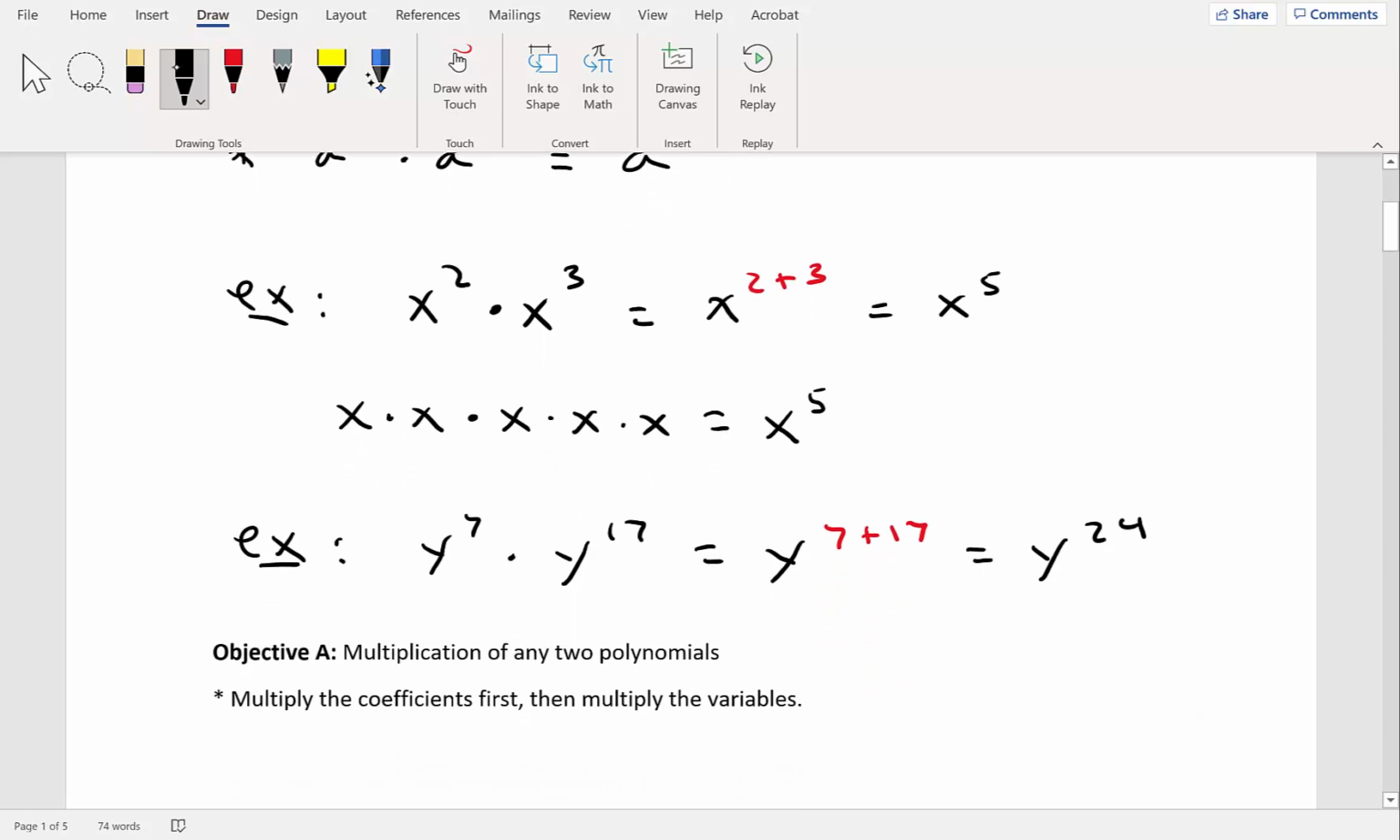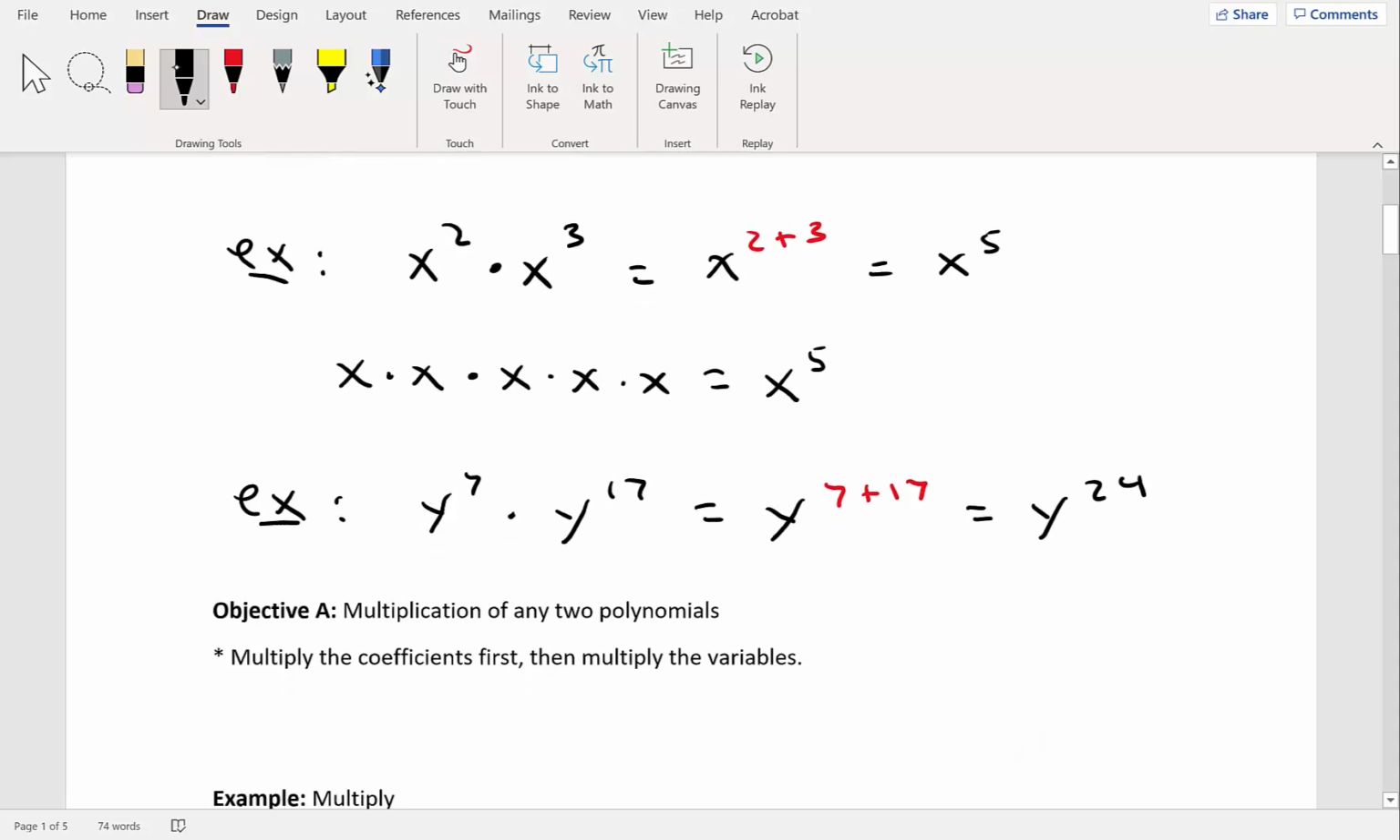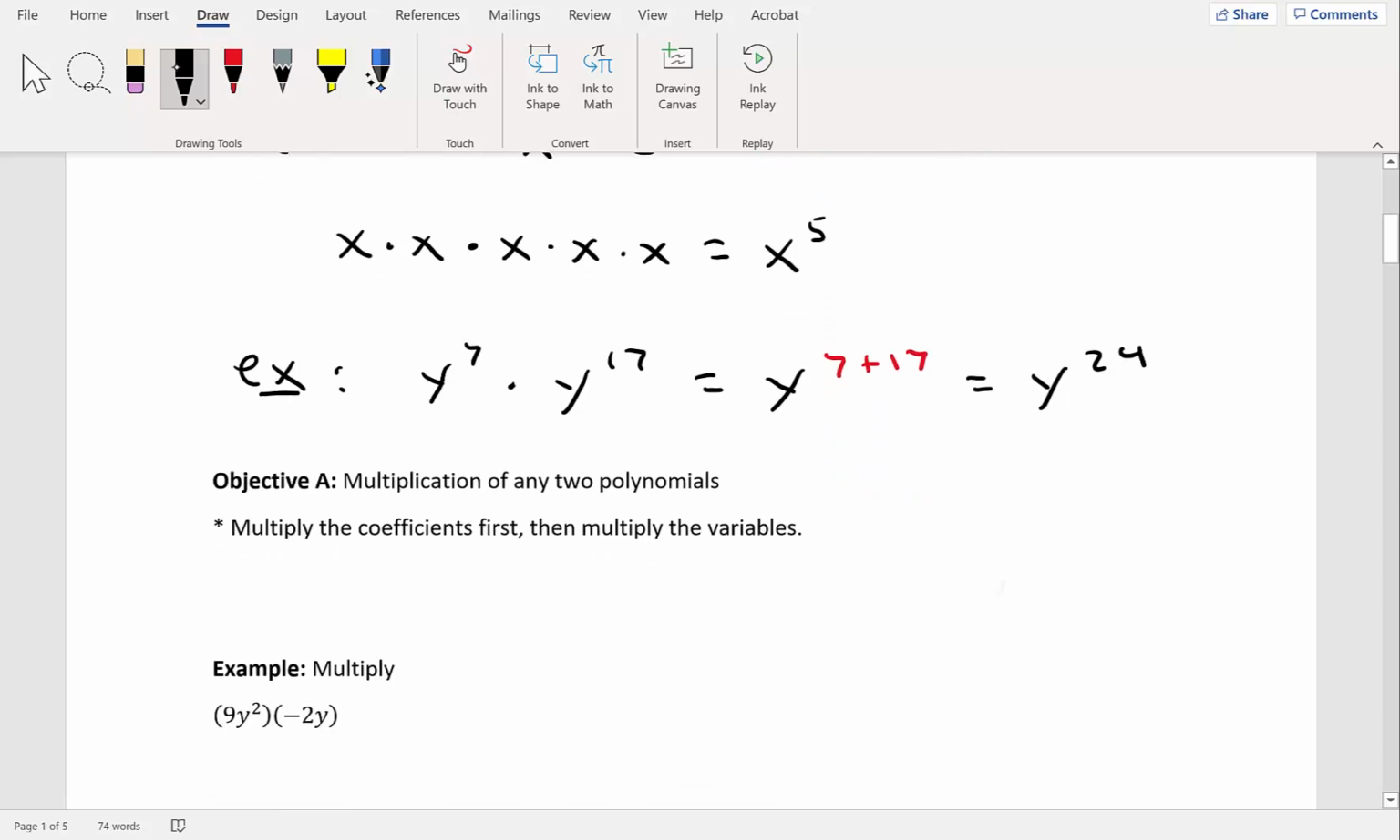Now let's go ahead and take a look at our first objective for this section. We're going to take a look at multiplication of any two polynomials. So what you're going to do is multiply the coefficients first, then multiply the variables. Remember, the coefficients are the numerical values of the term. So you'd multiply those with each other, and then just multiply the variables. And when you multiply the variables, use the property that we just learned. Add the exponents with each other.